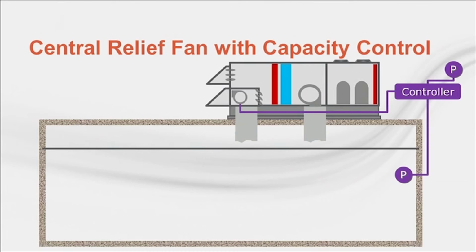The relief fan is off if the measured difference between the outdoor and indoor pressure is acceptable. If this difference rises above a high limit, the controller modulates the relief fan to maintain building pressure within a specific range. If the return air path has a high pressure drop that cannot be overcome by the supply fan, a central relief fan may not make sense.